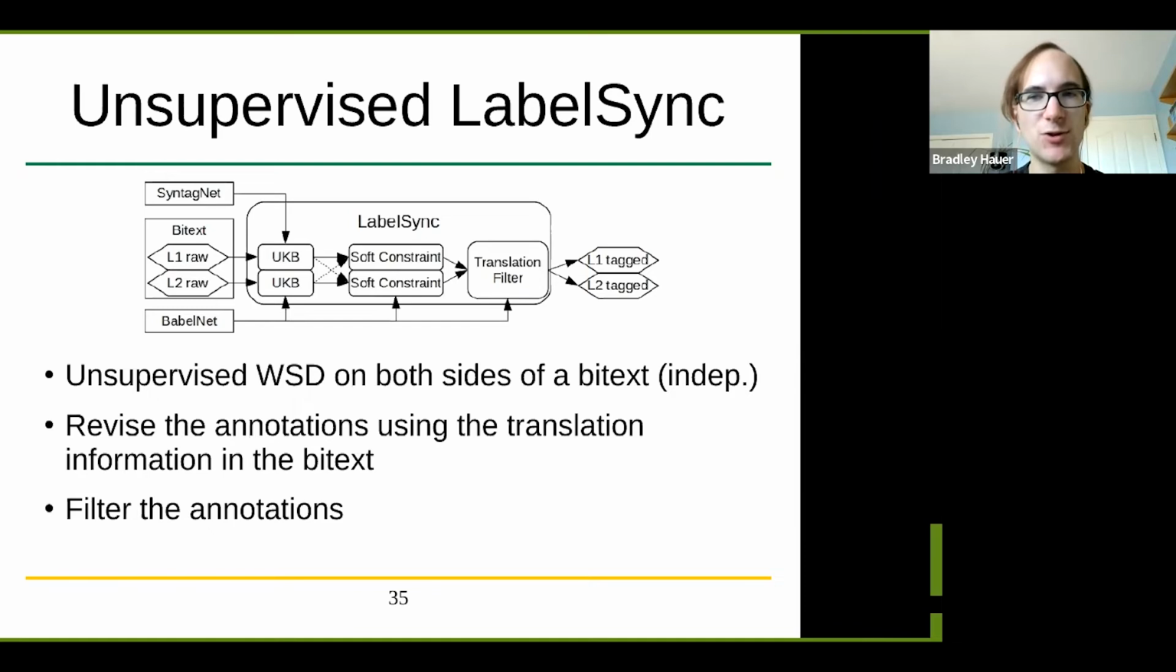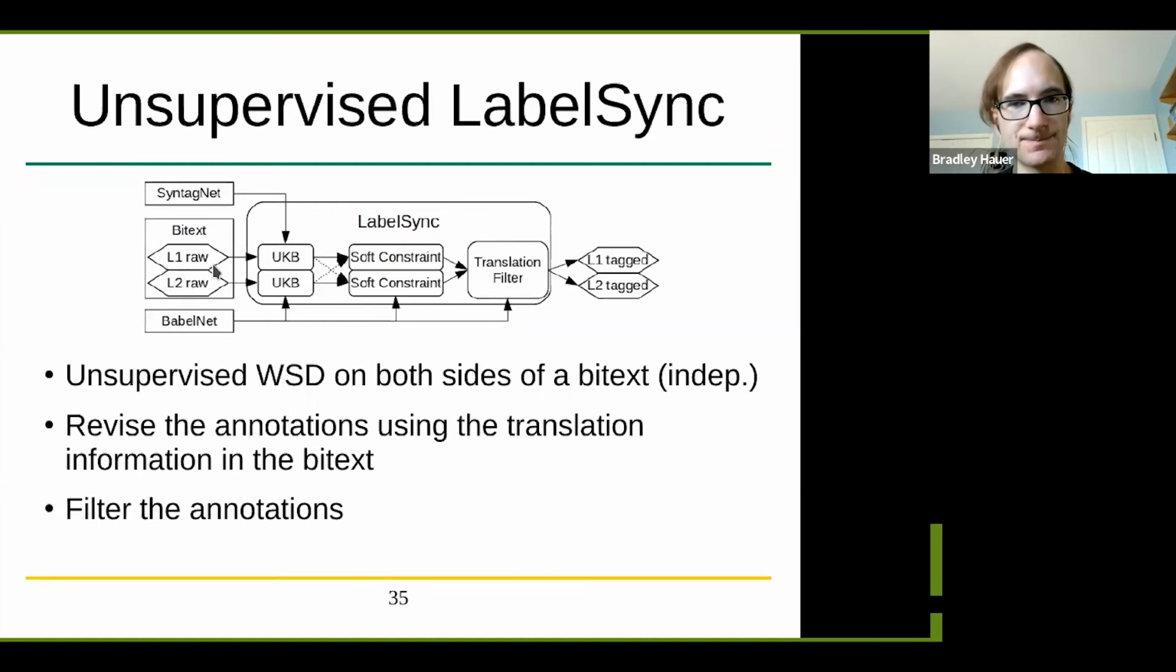The second of our 3 methods is what we call label sync. So this is an unsupervised approach. Now we don't assume that we have any sense annotated data in any language. We need to generate all of our sense annotations purely from scratch. So what we do is we start with a bitext, which is a text that is translated into at least one other language. So we have the L1 side of the bitext and the L2 side of the bitext, with each side being a translation of the other. So we have the same text in 2 languages.